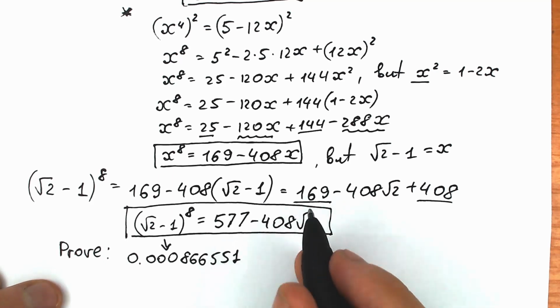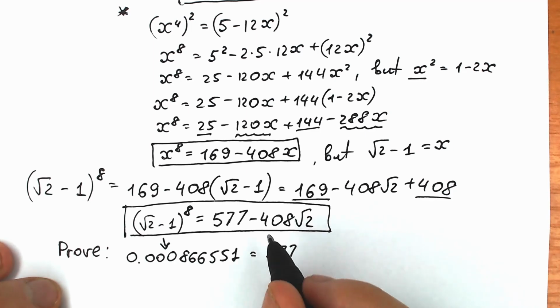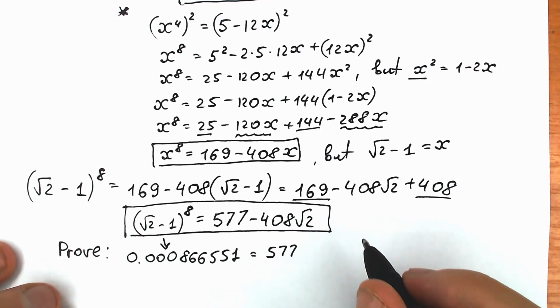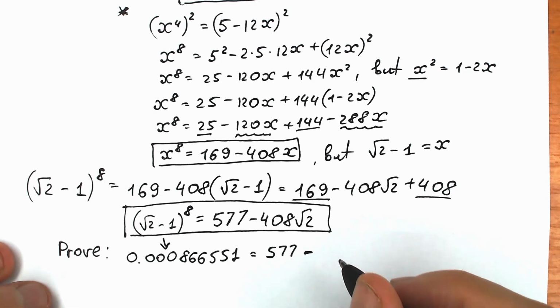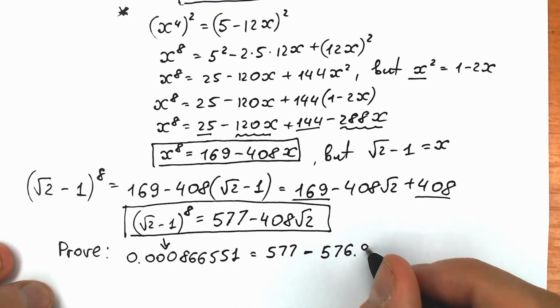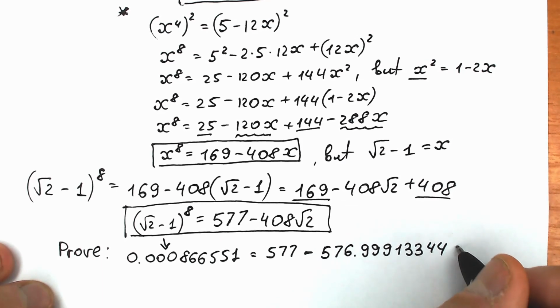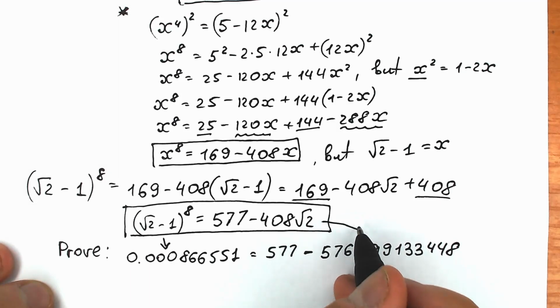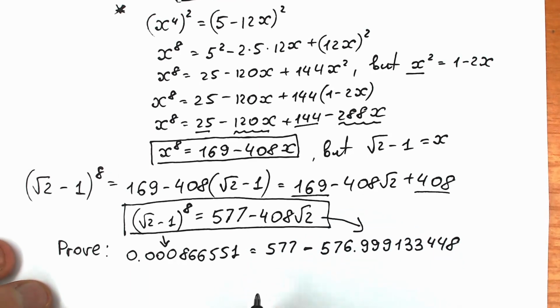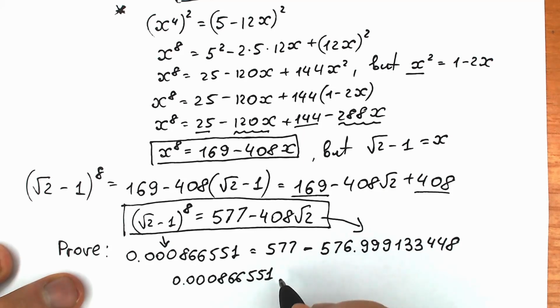And I was wondering about this right side. So I was writing this 577, and then I found this 408 times square root of 2. And when I found it, I was excited, because right here we have 576 times, sorry, we have 999,133,448. And I was extremely excited because when we subtracted, we have an absolutely great thing on both of these sides. So we have 0.000866,551. We are talking about an approximate answer.